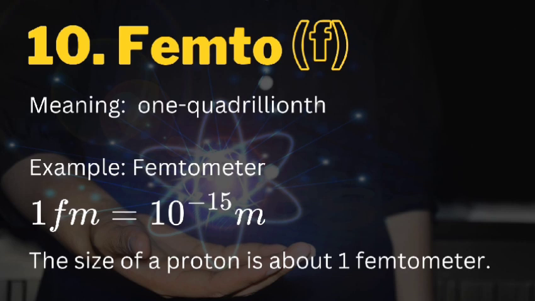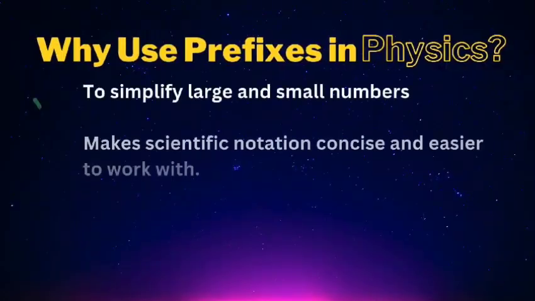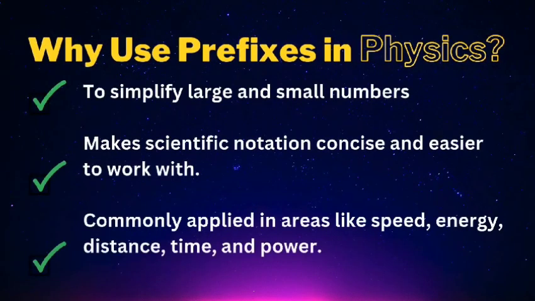So why do we use prefixes in physics? First of all, in physics, we often need to measure very large or very small numbers. For example, instead of writing 0.0001 meter, we use 1 micrometer. It also makes scientific notation concise and easier to work with. Moreover, it is commonly applied in areas like speed, energy, distance, time, and power.